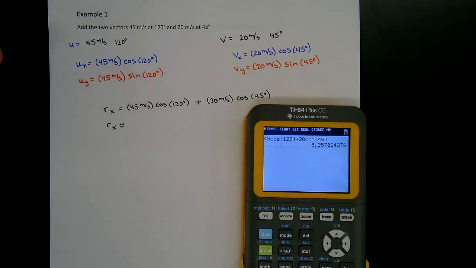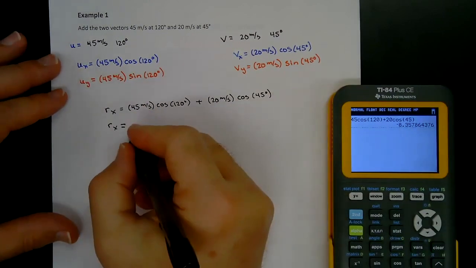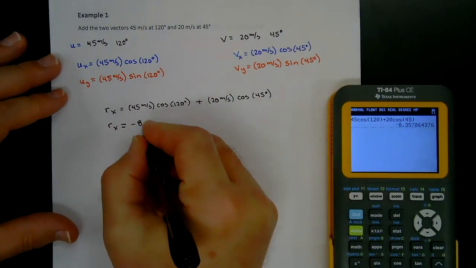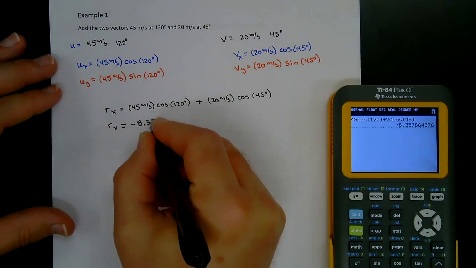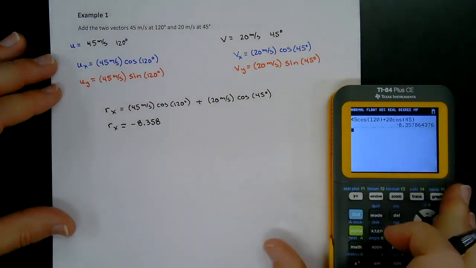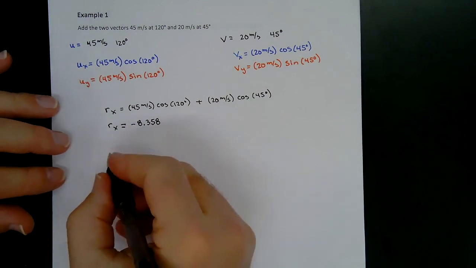So this comes out to be negative, right? So negative 8.358. Okay, and now we're going to get R sub Y.